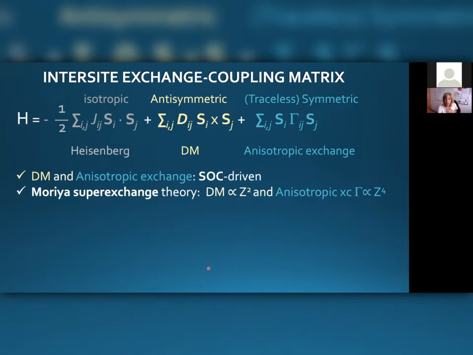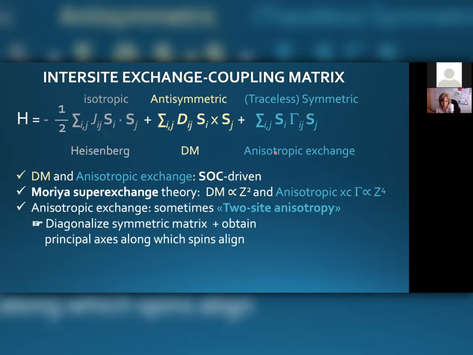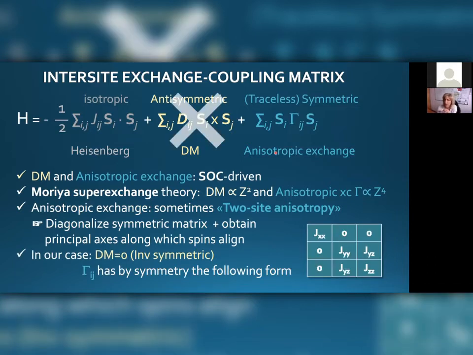Okay, so in ours, both Dzyaloshinskii-Moriya and anisotropic exchange are actually linked to spin-orbit coupling. So the heavier the elements I have in my system, the stronger the effects will be. The other thing I would like to mention is that in our system, the Dzyaloshinskii-Moriya interaction is 0 because we have a centrosymmetric system. So the inversion symmetry is there, and as such, Dzyaloshinskii-Moriya is forbidden.